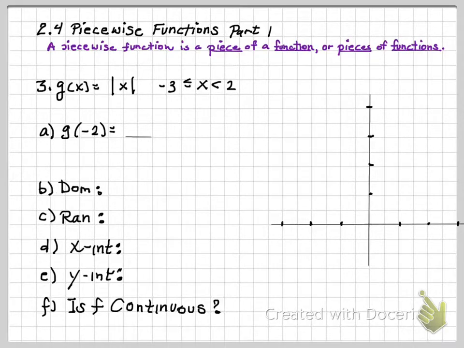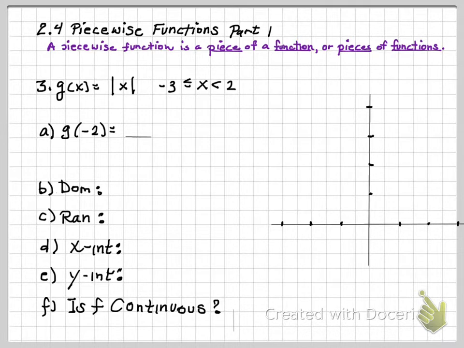All right, number 3, we've got g of x this time equaling the absolute value of x, and we do have a restriction of our x's being between -3 and +2, including the -3, not including the 2. All right, so let's take a look at what happens here. Remember our absolute value graph.